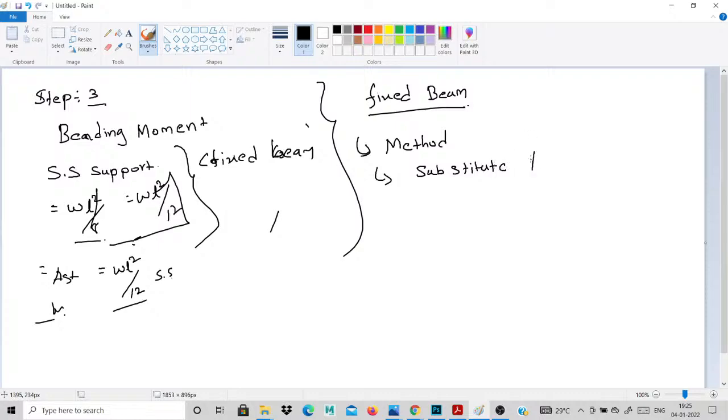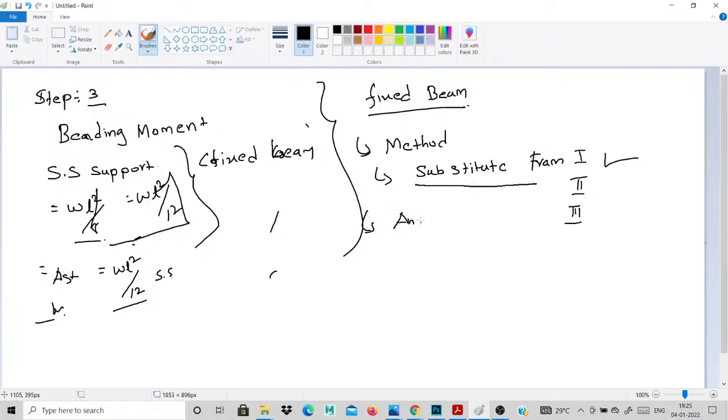In the substitute frame, there are three methods. 1, 2, 3. I am taking the first method. You analyze your fixed beam moment by the substitute frame method. It's given in detail in IS 456 also, in the code books, which explain what the substitute frame method is. For the fixed beam, you mainly choose the substitute frame method. I choose the fixed beam, I choose the substitute frame method. Then this is the method.